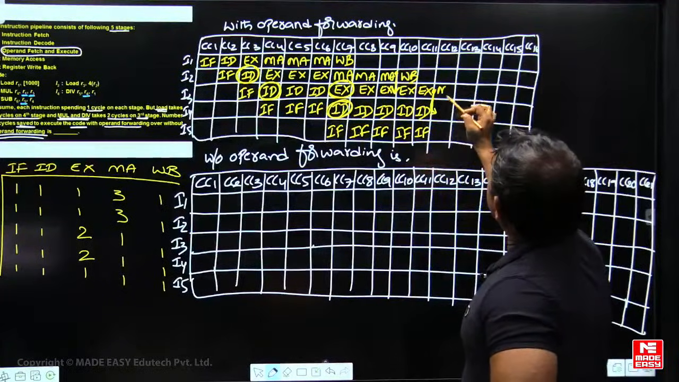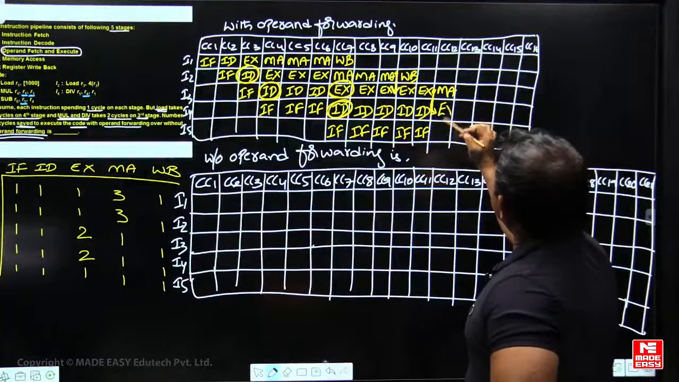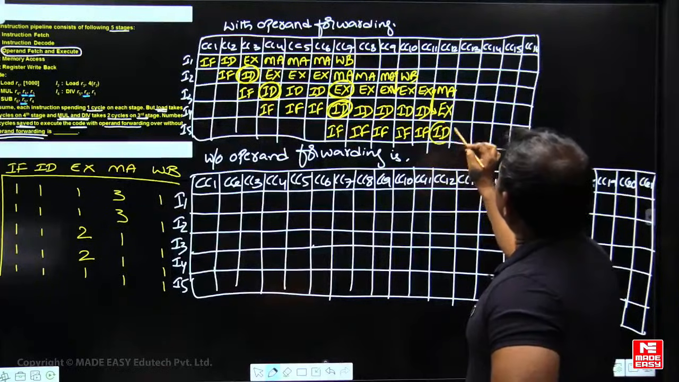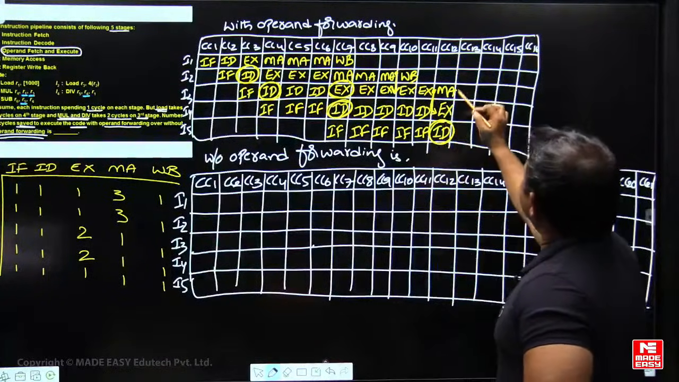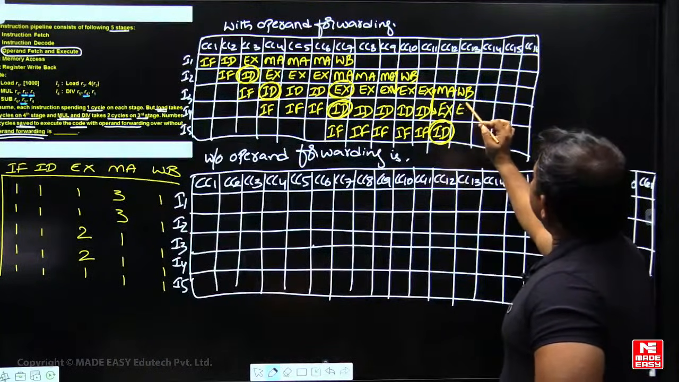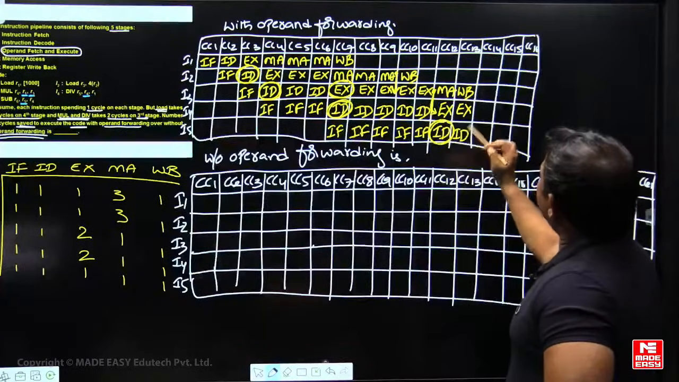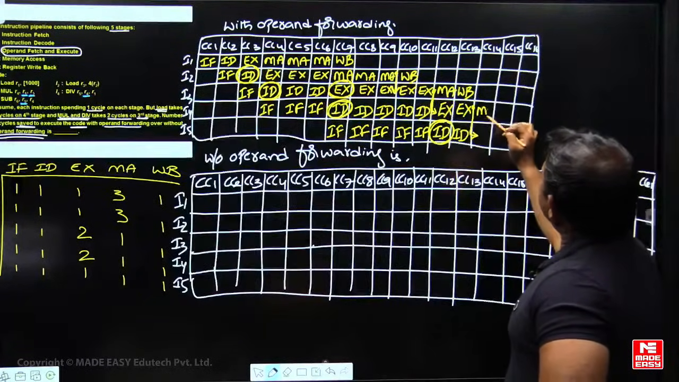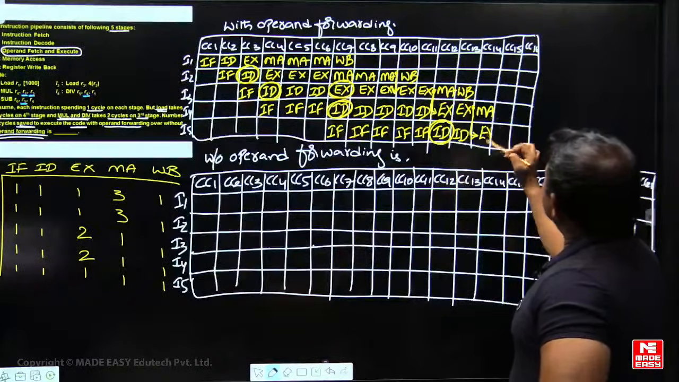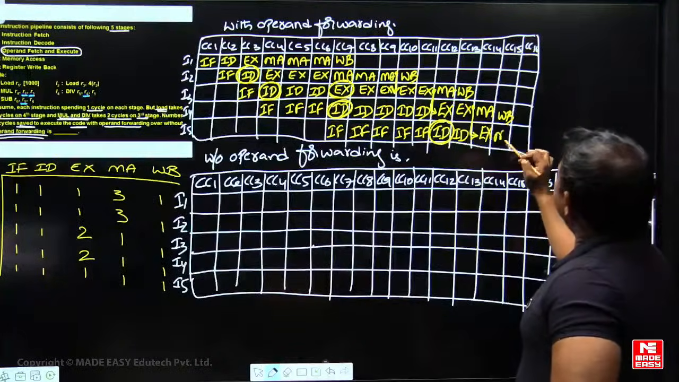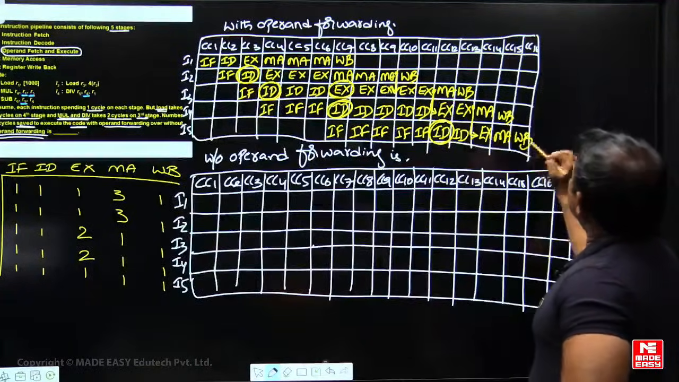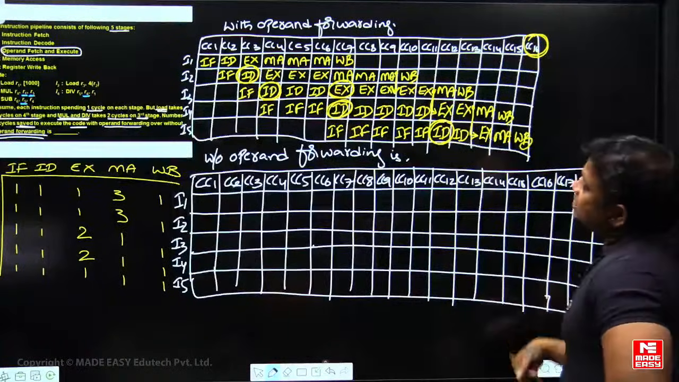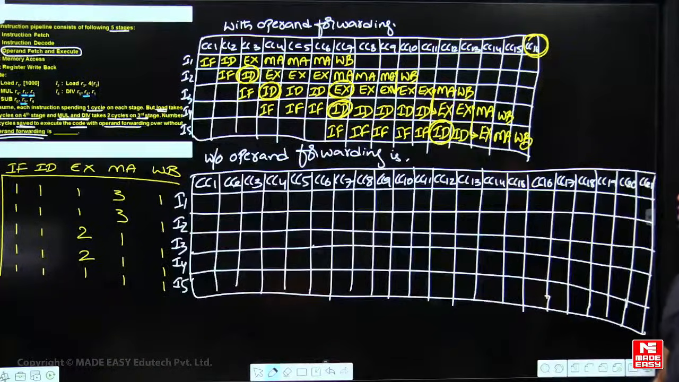Now here MA, now EX and ID. Thomas law algorithm: dependency detected. But this is taking 2 cycles. Up to that, this is waiting on ID. After that, data forwarding. Now MA, WB, MA, WB. Like this, 16 cycles are needed. This is the operand forwarding technique.